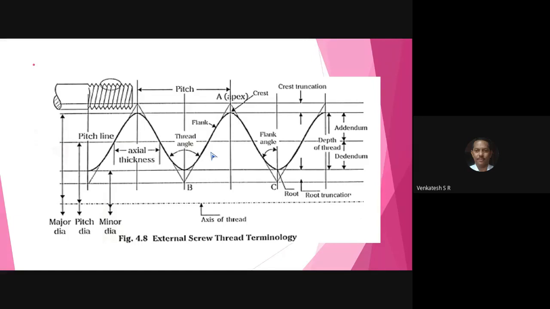Usually we can produce the V thread easily by using a lathe machine. You can cut the thread by using the carriage and lead screw, and there is a little calculation for thread cutting that you will understand in the machine shop while cutting the thread on the component.